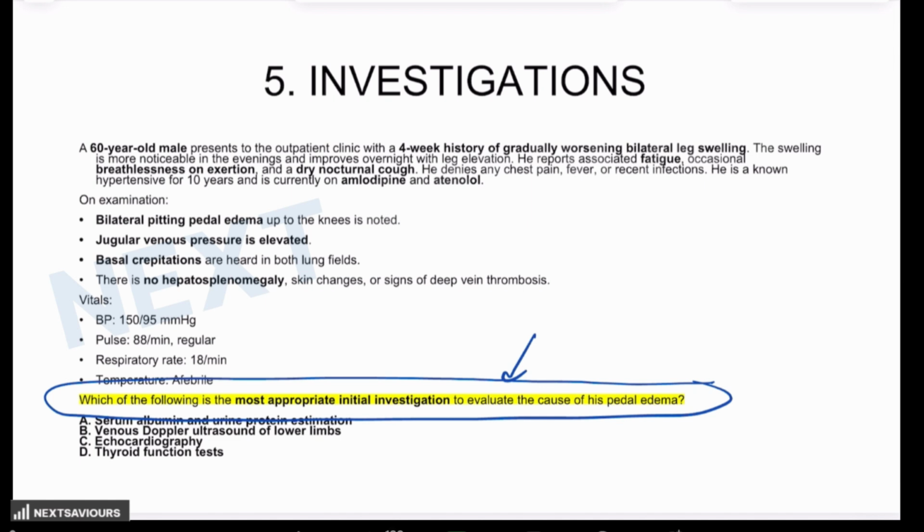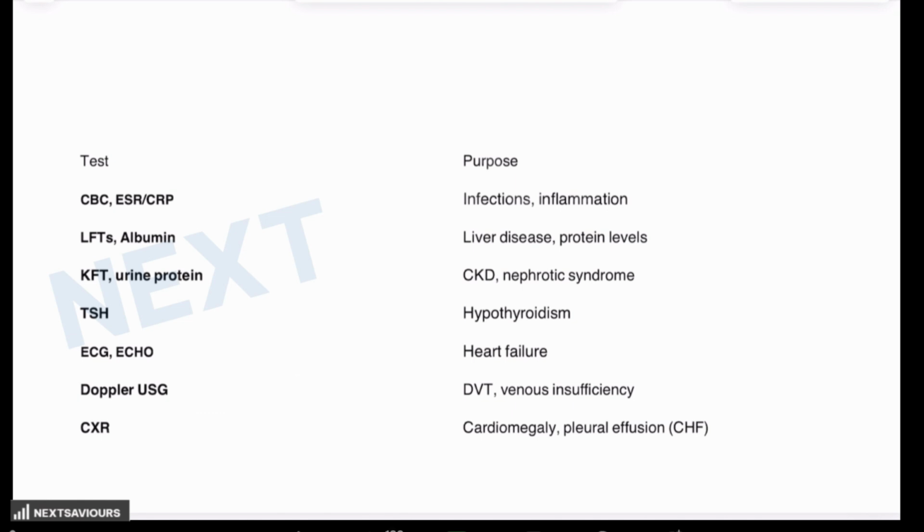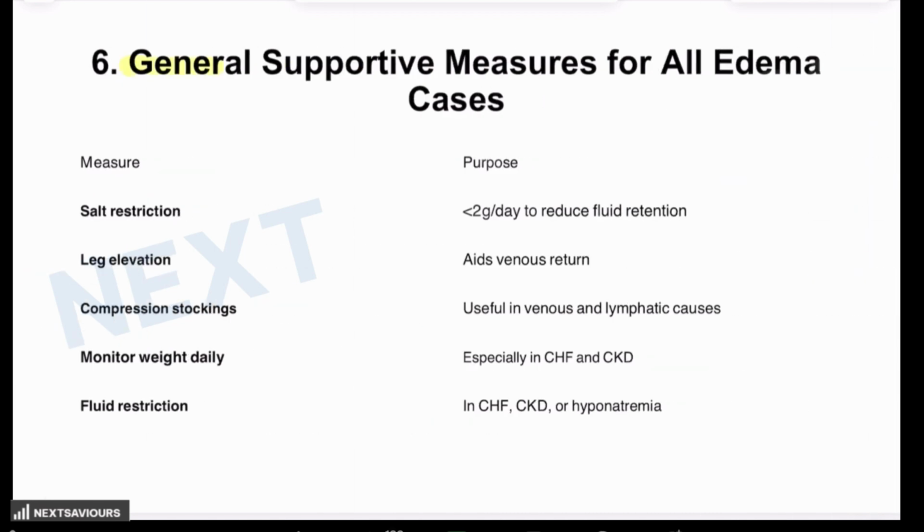That is, what is the most appropriate initial investigation that you have to go for. So what are the investigations? As you already know, for ruling out the cardiac causes, there has to be ECG and echo. Similarly, for ruling out the systemic causes like liver disease and chronic kidney disease, there has to be a specific investigation done in order to reach the final diagnosis. And then finally, what are the general supportive measures for all edema cases? Because in the management, you have to treat the specific cause too. So if there is a specific reason, then obviously that is the definitive management for the pedal edema.